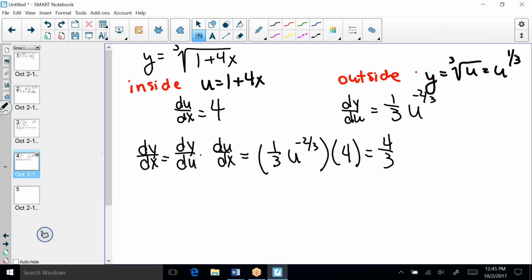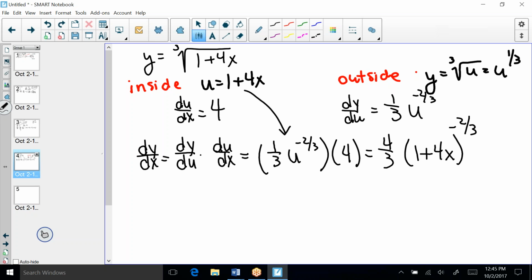And then instead of writing u to the negative 2/3, I want it in terms of x. So what do I write instead of u? Yeah, I take this 1 plus 4x and put it in there instead of that u. So 1 plus 4x to the negative 2/3 power. So that's what you should have gotten for an answer. 4/3 times 1 plus 4x to the negative 2/3 power.